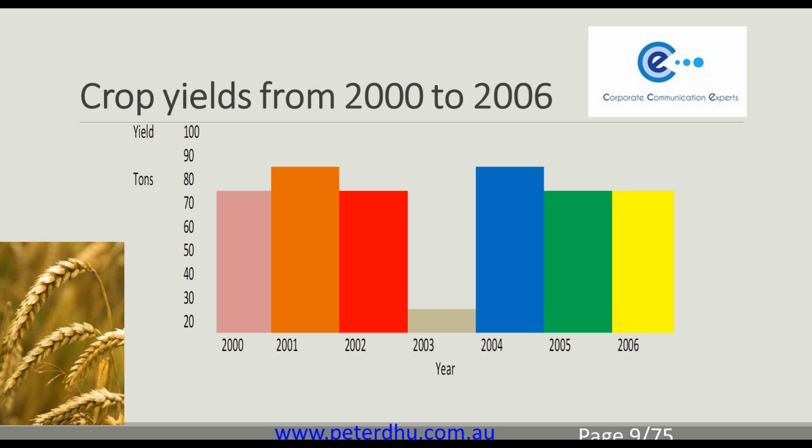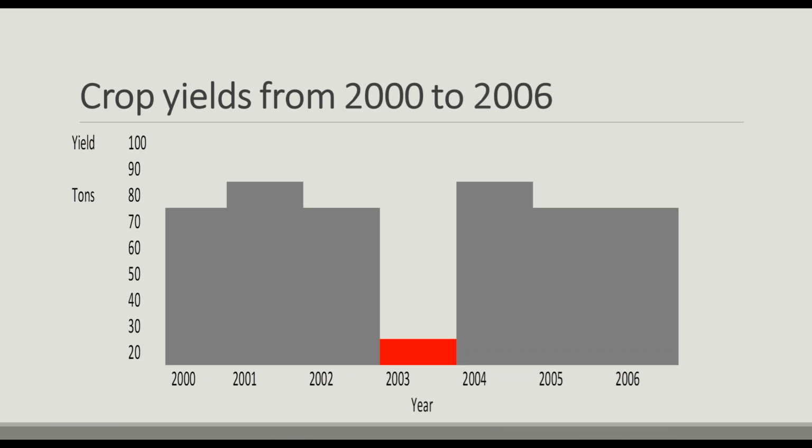All those superfluous colors, pink, orange, red, blue, green, yellow. Let the red pop. The other years don't matter, they're fairly standard. So we're talking about the drought of 2003. So that's what I mean by make sure your slides are not too noisy, that the message, the purpose of the PowerPoint slide is clear and comes through precisely in the way you want it.